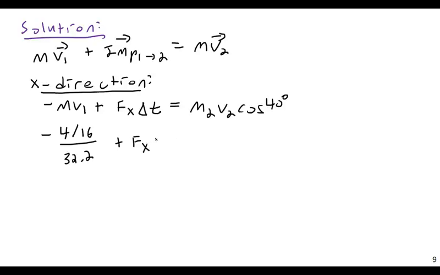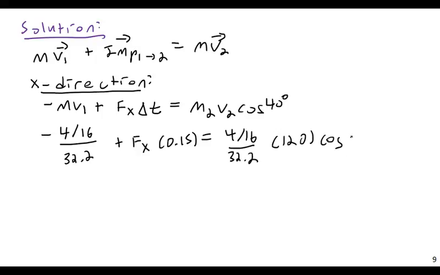Fx times 0.15 is equal to 4/16, same mass, over 32.2 times 120 times the cosine of 40 degrees. If you work through this, you will find that Fx is equal to 89 pounds, approximately 89 pounds of force.